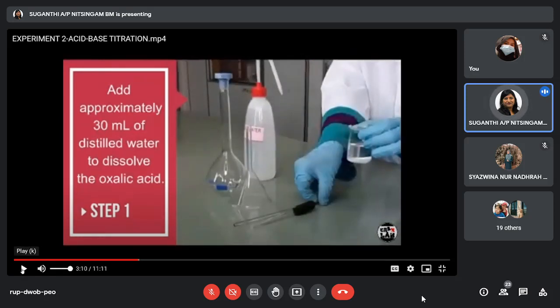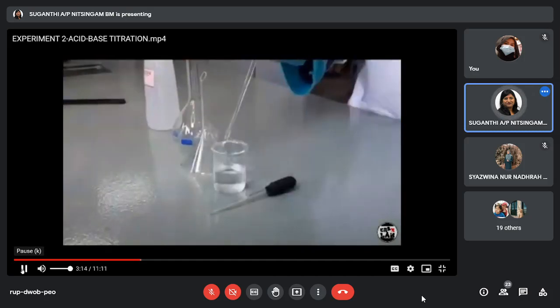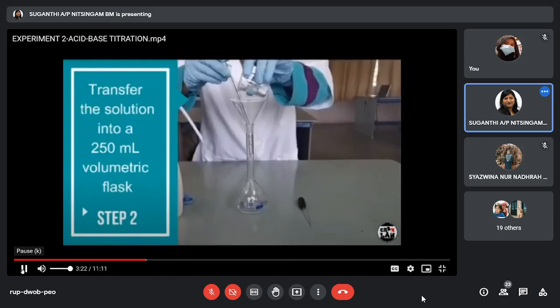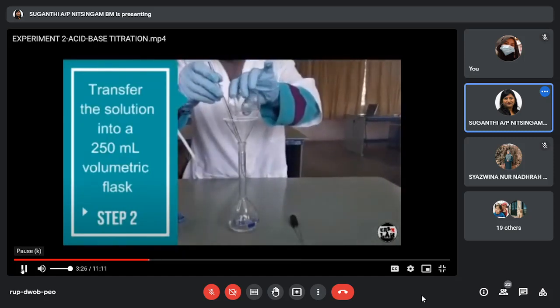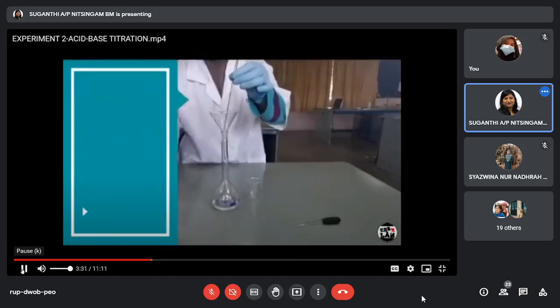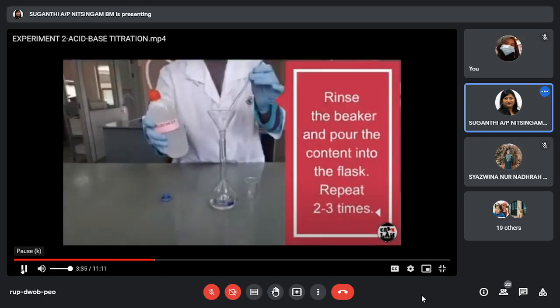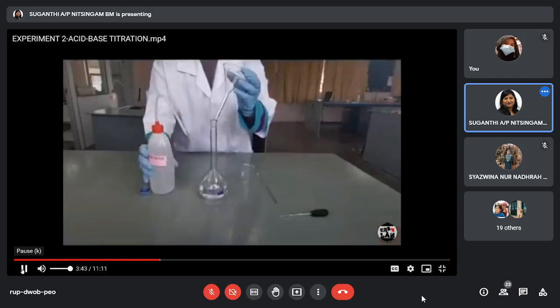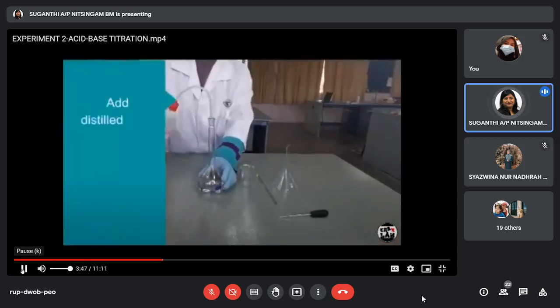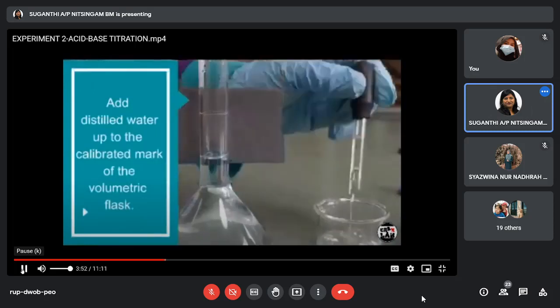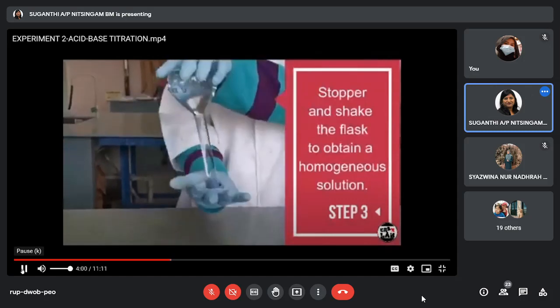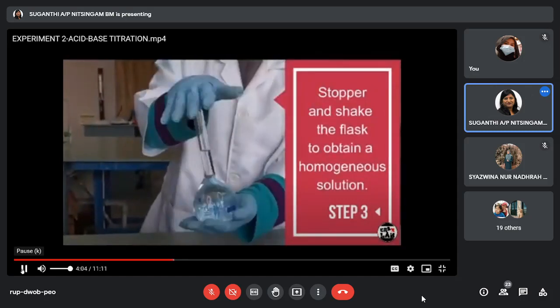Approximately, we don't need to measure using a measuring cylinder. In the beaker, just approximately 30 ml. Dissolve it. You see how they pour the solution? Pour on top, plus repeat 2-3 times. Okay, see here. See, they use a dropper to obtain a homogeneous solution.